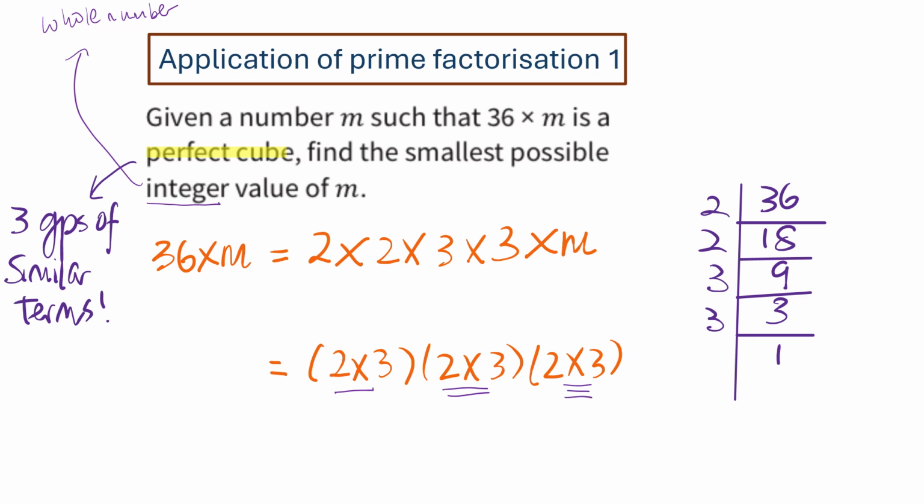We're going to distribute what we have. The 2 goes into your first group, the 3 goes into your first group, the second 2 goes into the second group, and the last 3 goes into the second group. So what do you think your m is? Yes, m will have to be 2 times 3.